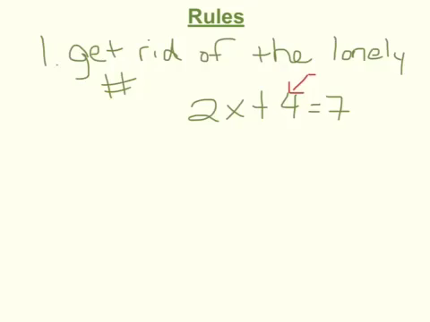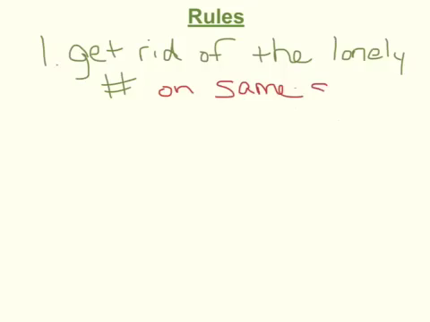Okay, so let's actually, I'm going to erase this. Let's finish out that rule. Get rid of the lonely number on the same side as x, or whatever your variable is. Okay, we're not talking about the answer here. We're talking about the constant, okay, which is the number that is by itself on the same side of x. And we'll talk about that again in a minute when we do an example.